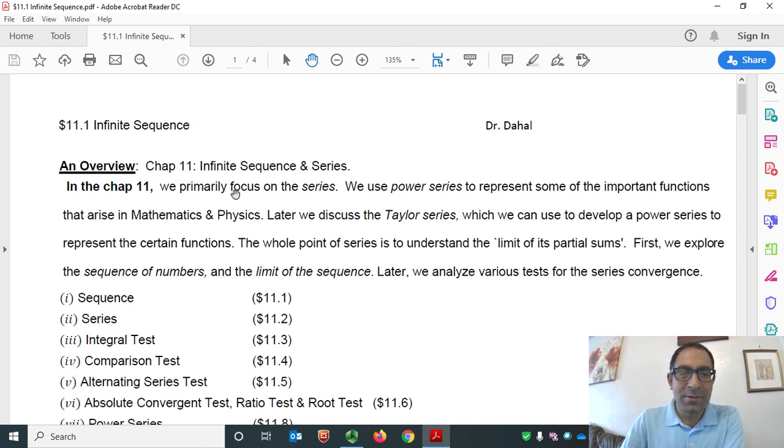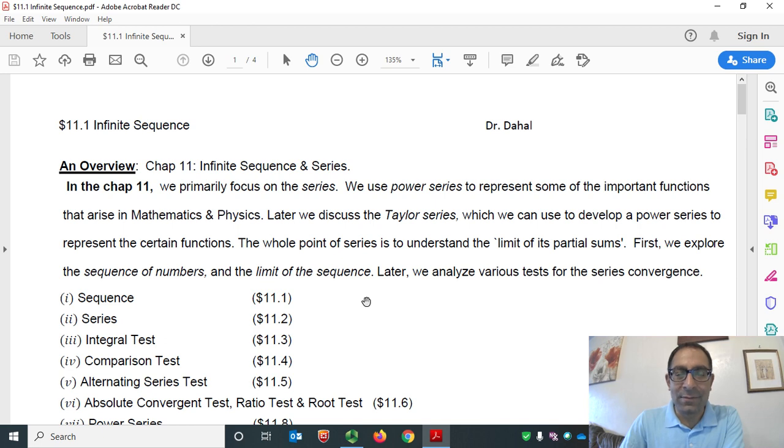In chapter 11, we primarily focus on series. We use power series to represent some of the important functions that arise in mathematics, engineering, physics. Later, we discuss the Taylor series, which you can use to develop a power series to represent certain types of functions. The whole point of series is to understand the limit of its partial sums. First, we explore the sequence of numbers and the limit of the sequence. Later, we analyze various tests for the series convergence.